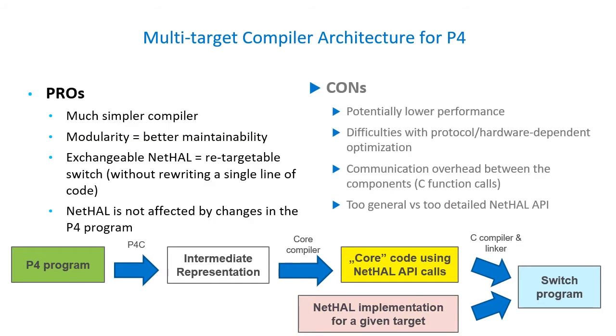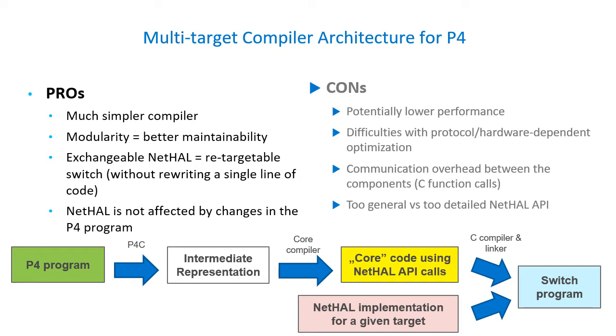The separation into hardware-independent and dependent parts has many advantages and disadvantages. On the pro side, we get a much simpler compiler design. Modularity means that we get better maintainability. The network hardware abstraction library is exchangeable, which means that if we move to another target, we only have to rewrite this part and the core compiler remains the same. And finally, the library is not affected by changes in the P4 program.